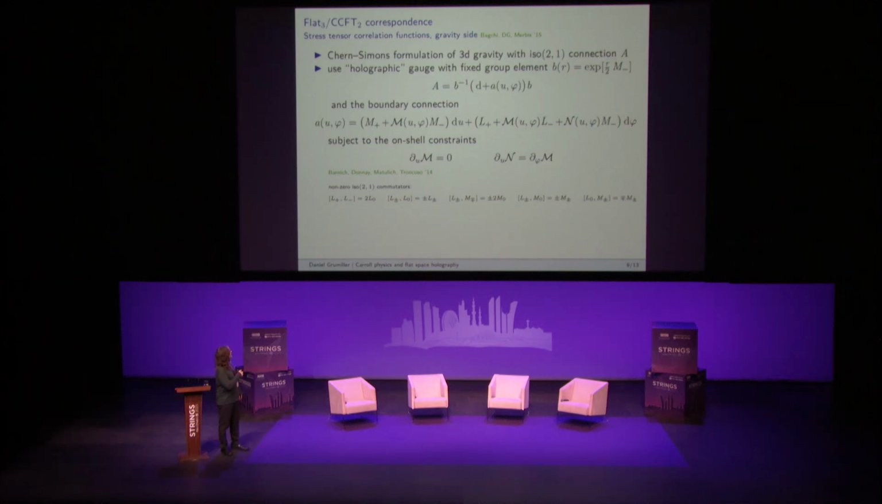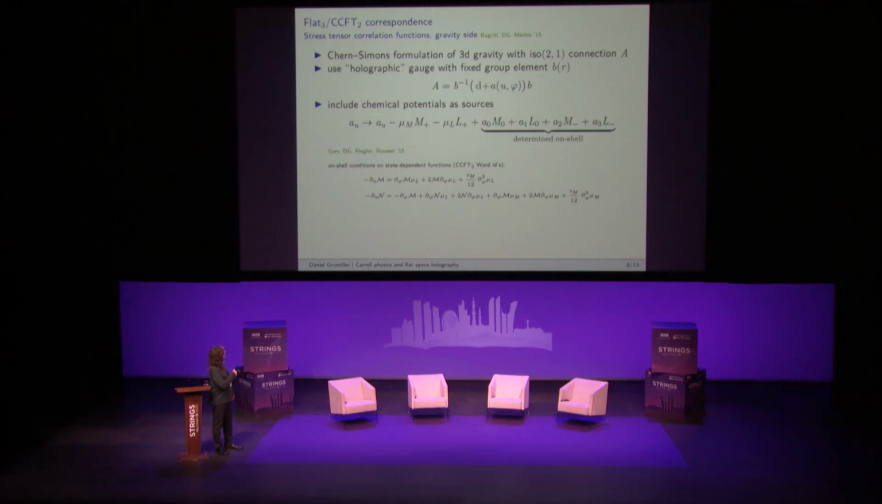So we go into a holographic gauge, which means we split the connection into some fixed group element that is state independent, depends only on the radial coordinate, and the boundary connection A that contains 2 state-dependent functions, M and N. And you can prove that the flat space Einstein equations imply the Ward identities, the Carroll conformal Ward identities. So on shell dM has to vanish and dN has to be d phi M. And then to derive correlation functions, we have to add chemical potentials as sources or non-normalizable modes. We do this in the usual way, so we shift the 0 component of the connection by chemical potentials for super translations and super rotations, and the rest is completely determined on shell.